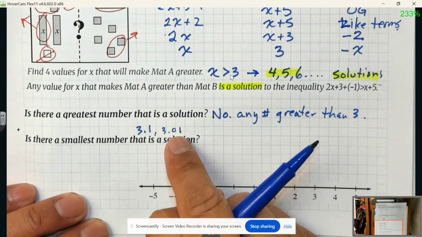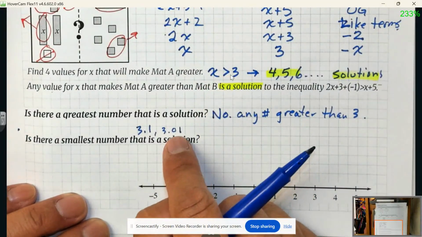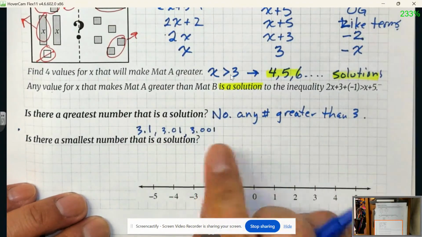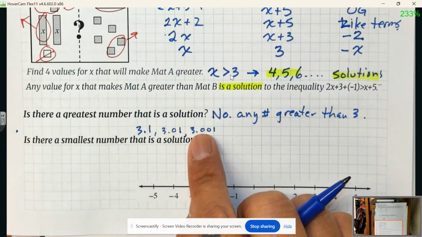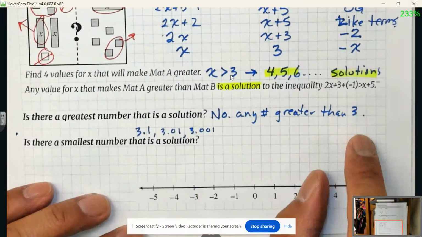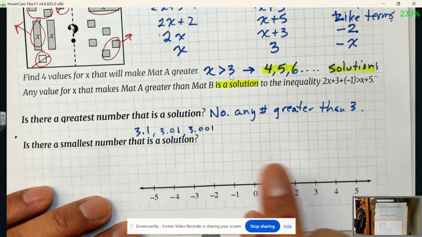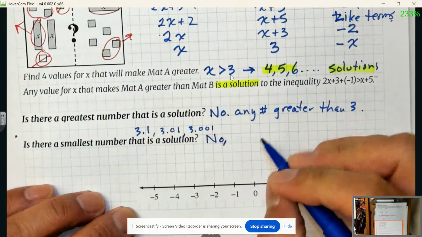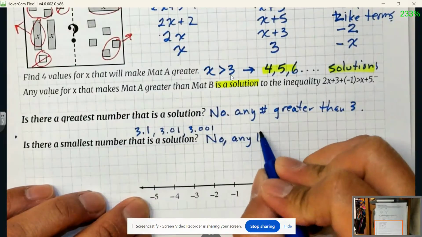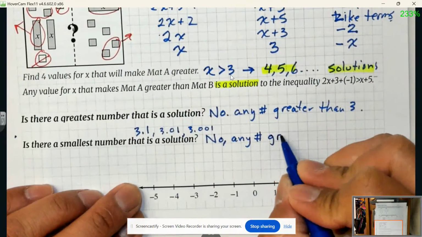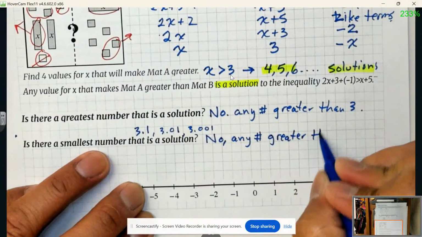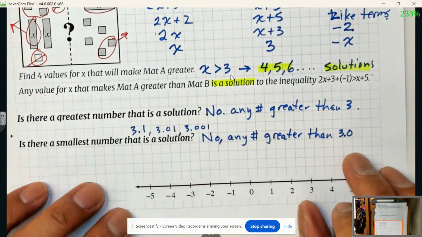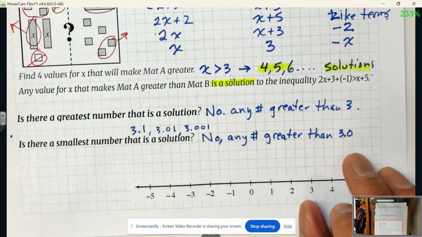That's a smaller number that's greater than 3. Can you go smaller than 3.01? You can go 3.001. And so on. So you can keep getting smaller and smaller and smaller by adding zeros and zeros, and this can pretty much go on forever. So is there a smallest number that is a solution? And the answer is pretty much the same. It can be any number greater than, and let's put 3.0 because we're thinking of the smaller numbers and the decimals.